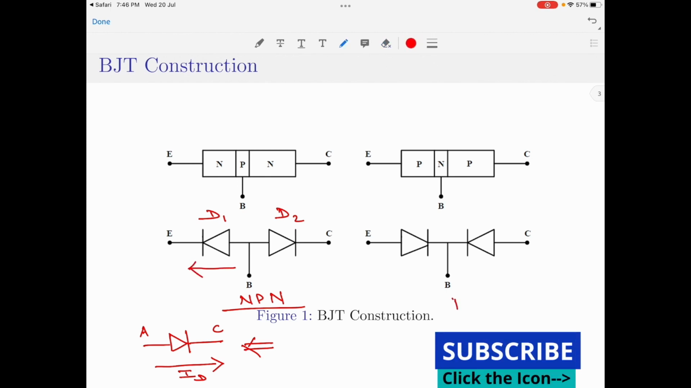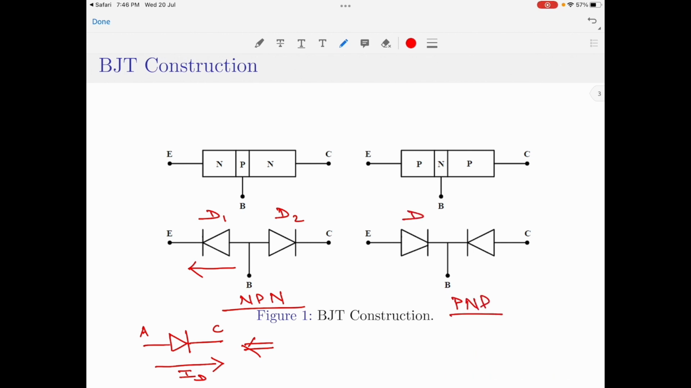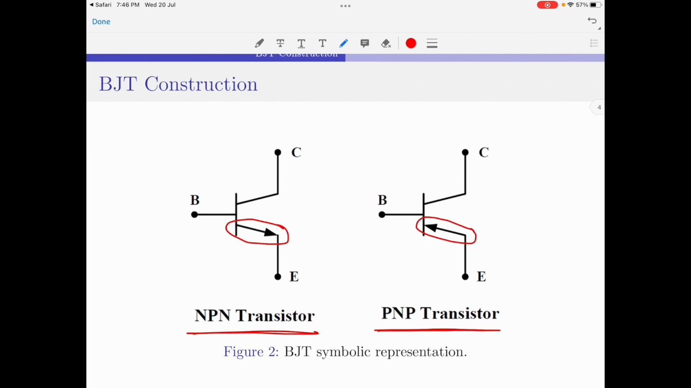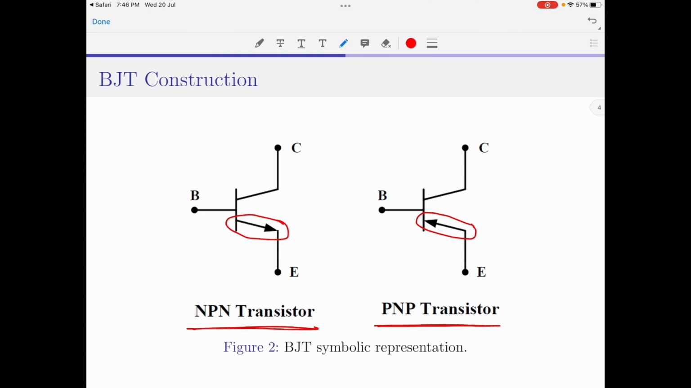Coming to the PNP device, once again for the diode D1 here, the current direction is always from anode to cathode, so it is reverse to that of the NPN. If you come back to the NPN transistor, the diode D1 current flows out of the device, whereas for PNP, the diode current direction is towards the device. This current direction is represented in the symbolic representation here. So, for NPN, the arrow should point outwards, and for PNP, the arrow should point inwards. This is how you can remember the NPN and PNP symbolic representations.